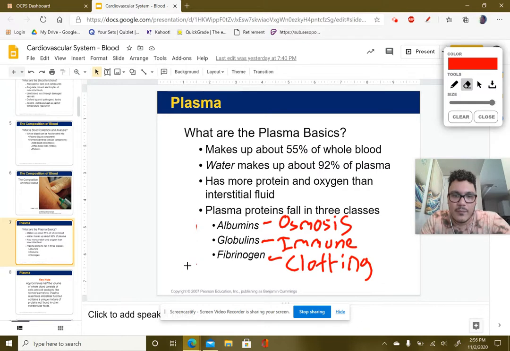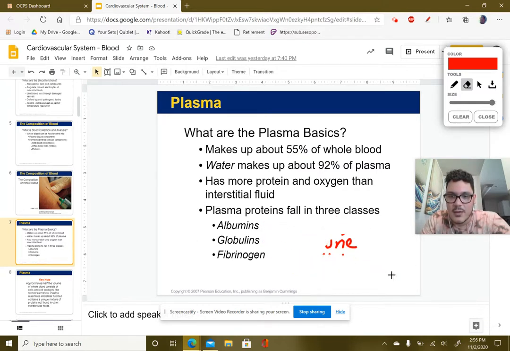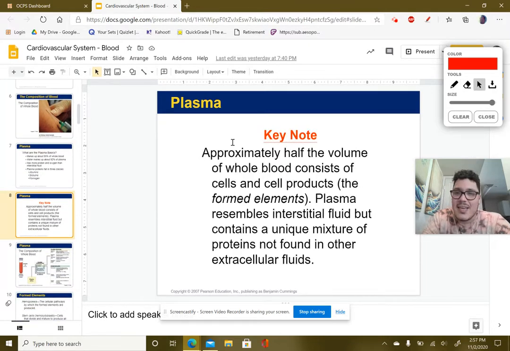All right. Let's move on to our next slide. Okay, the keynotes. The keynotes can be helpful just because they review content that we already talked about. So for review purposes, not bad. Approximately half the volume of whole blood consists of cells and cell products. Plasma resembles interstitial fluid, but contains a unique mixture of proteins not found in other extracellular fluids.